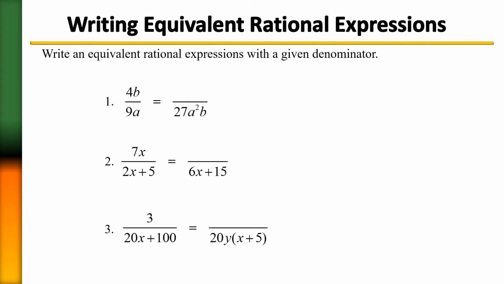b? Well, 9 times 3 is 27, so I need to multiply it with 3. In addition, if I have two a's and I have only one a over here, I need to multiply it with a, and also it needs one b. So you're always asking yourself, what do you need to multiply this 9a with in order to get 27a squared b? Okay, and so I would need to multiply it with 3ab. Notice now with 9a times 3ab, it does equal 27a squared b.